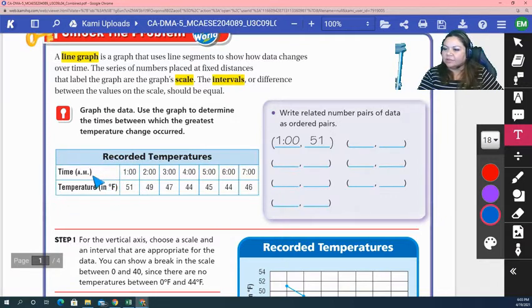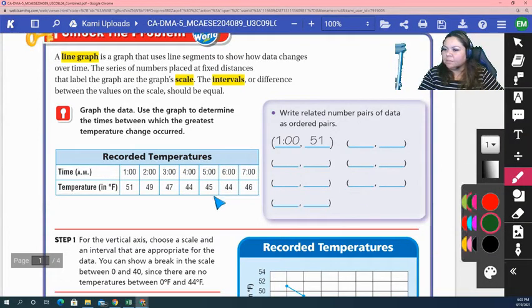This is a table that tells us the time on the x-axis on the first row. So we're going to be using this to put in our x-axis. This will be our x coordinates. And then the second row is giving us information about temperature. So at 1 a.m., because it tells us that it's a.m., the temperature in Fahrenheit was 51. And so what we're going to do here is write the related number pairs of data as ordered pairs. So this is from yesterday's lesson. We're going to write this as an ordered pair.